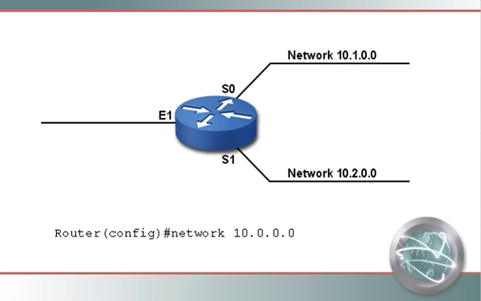In this example, the first serial interface is connected to network 10.1.0.0, and the second is connected to network 10.2.0.0. However, these network addresses are created through subnetting the class A address 10.0.0.0. When I use the network command, I would enter one command that identifies the default network address.